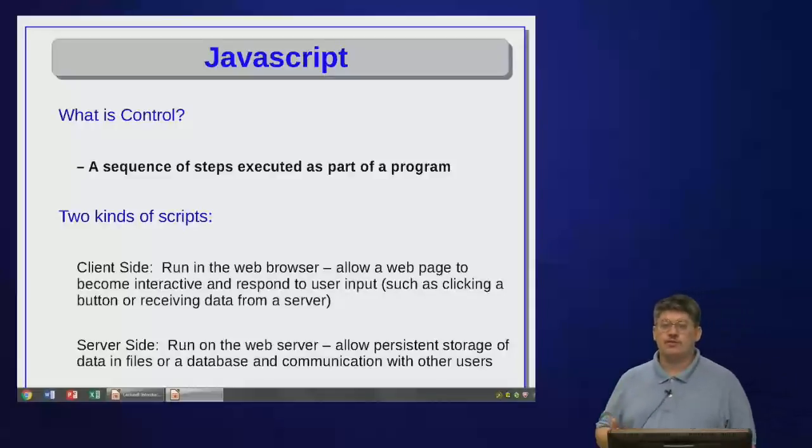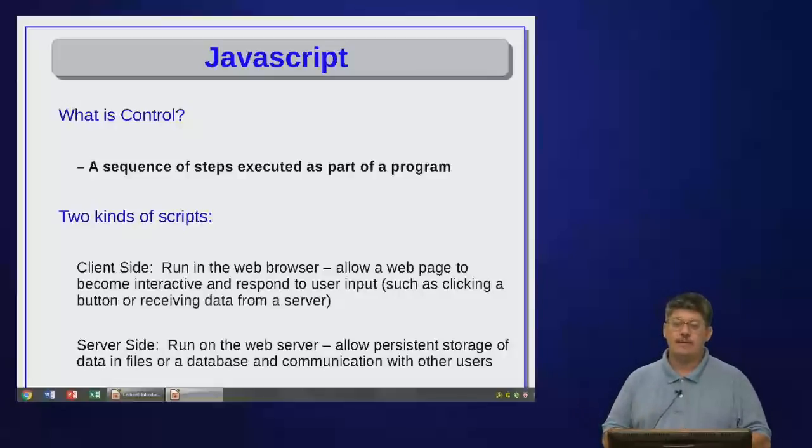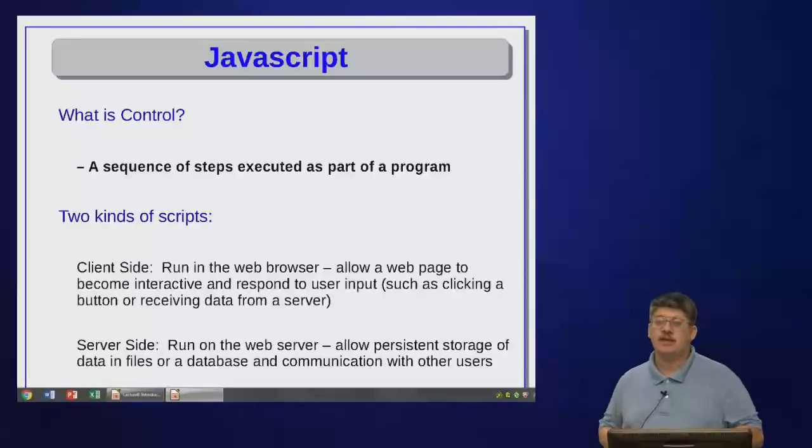So when we talk about control, there are two kinds of scripts that we talk about. First of all, there are client-side scripts. Client-side scripts run in the client, that is, the web browser. And the purpose of the client-side script is to make the web page itself more interactive. So they allow us to respond to user input. For example, the web browser knows whether the user has clicked a button. The web browser knows whether the user has pushed a key. The web browser knows whether it has received data from the server, some kind of notification that somebody's posted something. And so we can run a script in the web browser that checks for these conditions and responds to them.